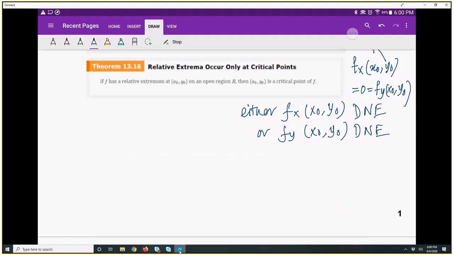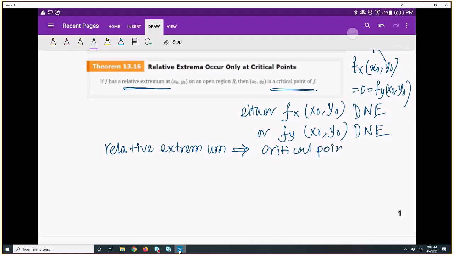Finally, it relates all of it. If x0, y0 is a relative extremum on an open region R containing the point x0, y0, then it is going to be a critical point for the function f. So what does it say? It says that as long as you are a relative extremum, you must be a critical point. If you know that a point is a relative extremum, then I get to say that the point is a critical point, but not the other way around.